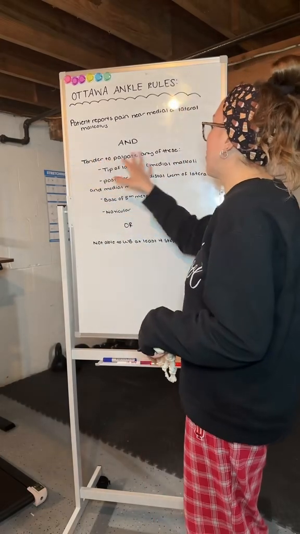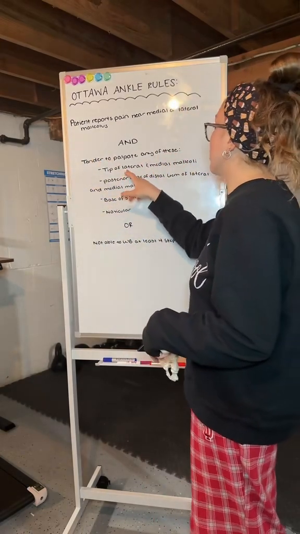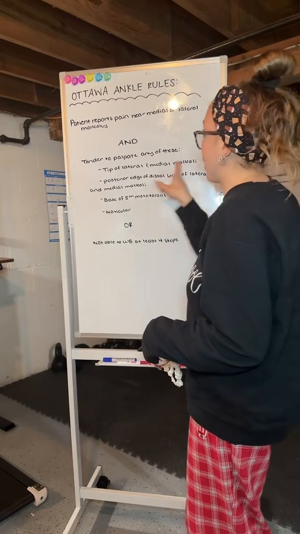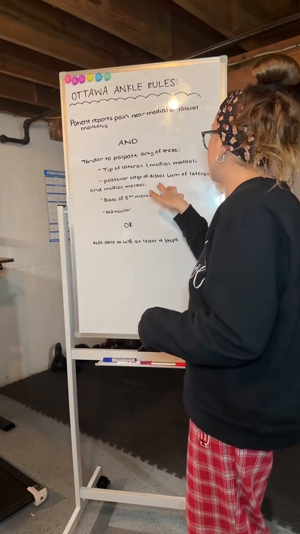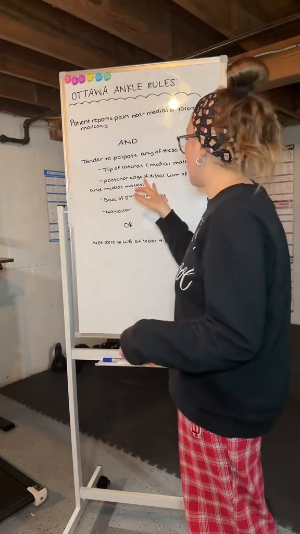So, we're going to palpate a couple of these things. So, the tip of the lateral and medial malleoli, which I explained what they are, as well as the posterior edge of the distal 6 centimeters of the lateral and medial malleoli.